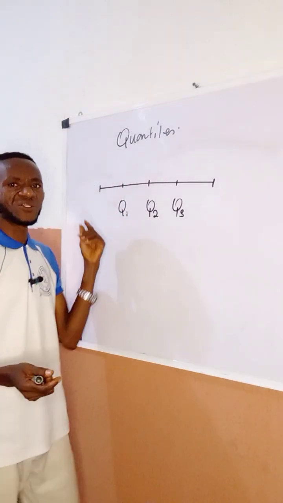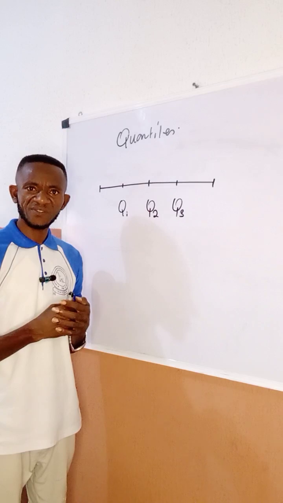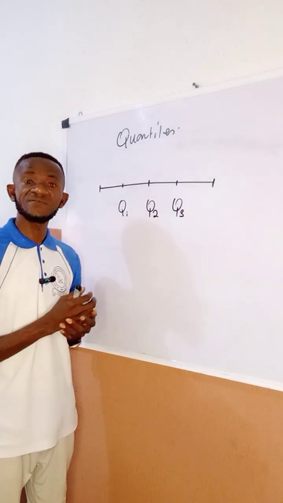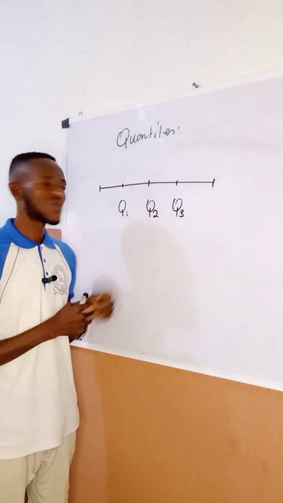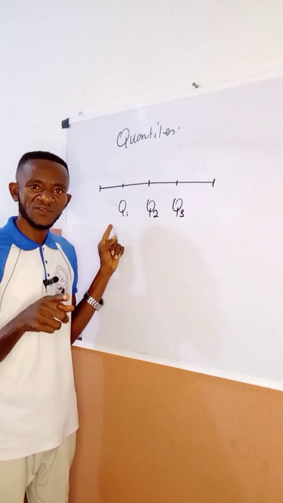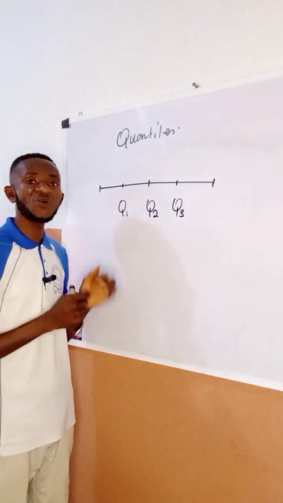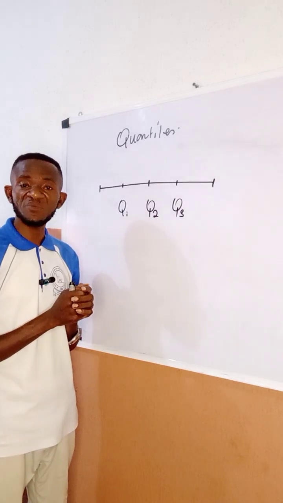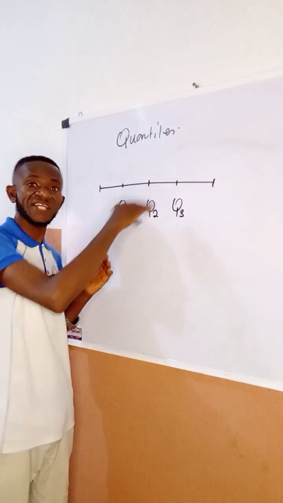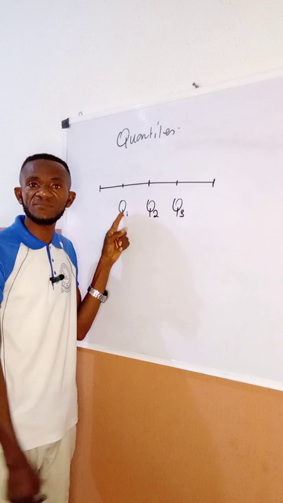What do we really mean when we talk about the first quartile and when we talk about the third quartile? What do we necessarily mean when we talk about the second quartile? When we talk about the first quartile, we are saying that 1/4 of the observations lie before Q1. That's what we mean by first quartile. 1/4 of the data set or the distribution lies below Q1.